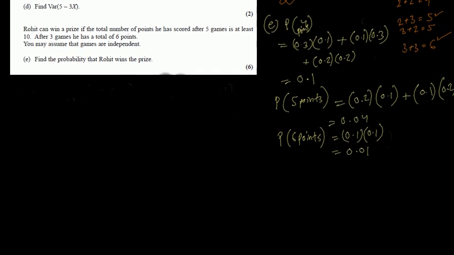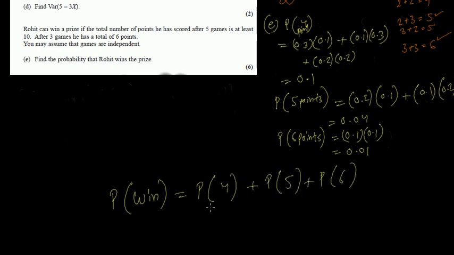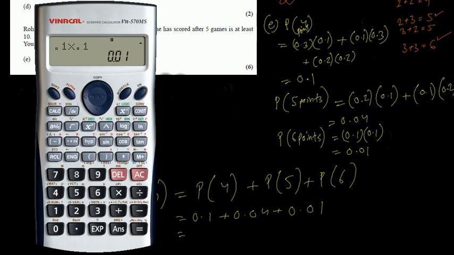So the probability of winning that game, meaning either you get a total of 4, or you get a total of 5, or you get a total of 6. So total of 4 is 0.1, or total of 5 is 0.04, or a total of 6 is 0.01. Let me calculate this: 0.1 plus 0.04 plus 0.01, it's 0.15.